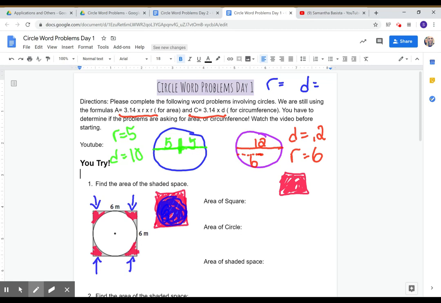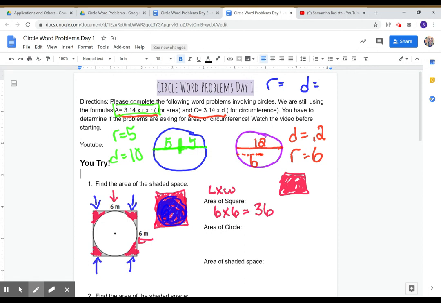So let's look at the dimensions of our square. It tells me it's 6 by 6. Well, we know we can find the area of the square. To find the area of a square, we do length times width, which is 6 times 6, which is 36. That was the area of the square before we cut out this white circle. So now let's find the area of the circle. We can use this formula up here: area equals 3.14 times radius times radius.